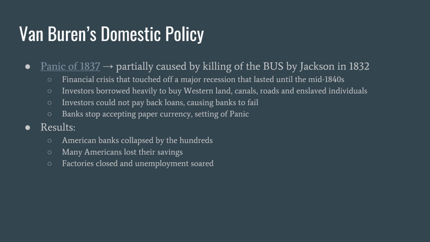And we see that American banks begin collapsing by the hundreds. When the Bank of the United States was vetoed, we see a lot of banks just pop up all over the place to fill that void. However, none of those banks necessarily have the capital to stay operational when hard times hit. So we see American banks collapse by the thousands. Many Americans lost their savings. We see businesses close, those factories close, and unemployment rates soar. So needless to say, Martin Van Buren is a one-term president.